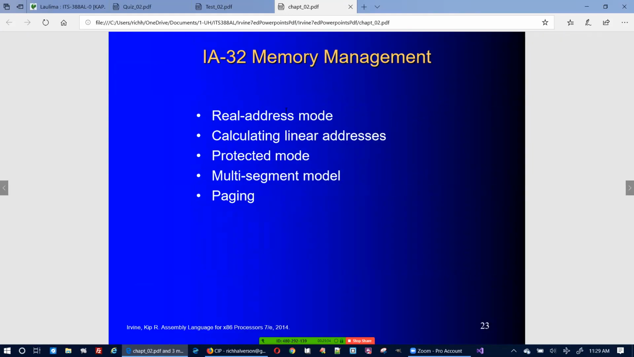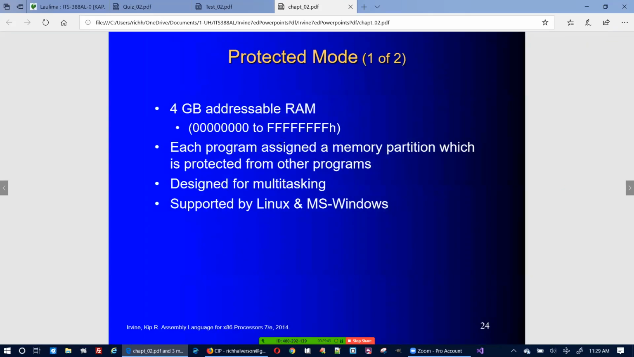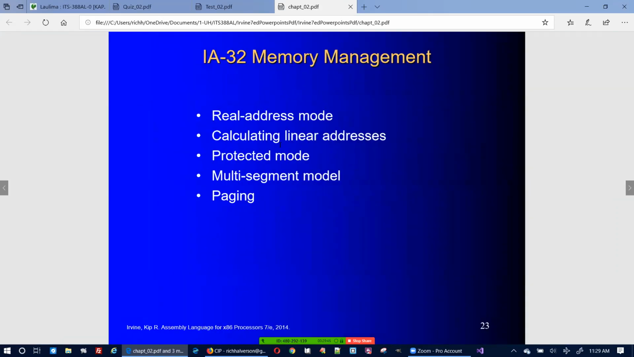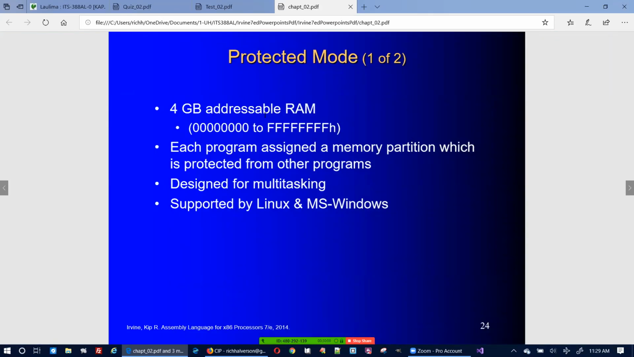Memory management, this discusses how we keep track of the different addressing modes. This probably isn't too important in this course, but if you were to go on and be a systems programmer or writing operating systems code or whatever, you really do have to understand these different memory models. Protected mode is up to 4 gigabytes. You notice this is 32 bits. FF, FF, FF, FF, 4 bytes. Each program is assigned a memory partition, that's a segment, and it's designed for multitasking.